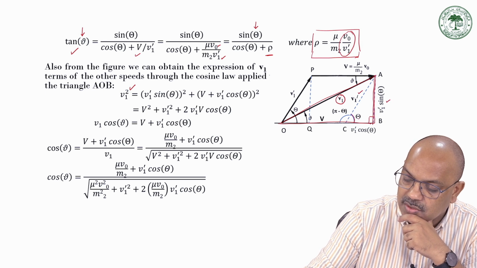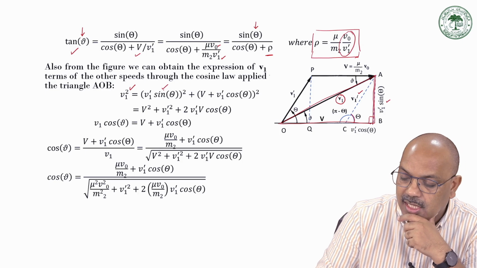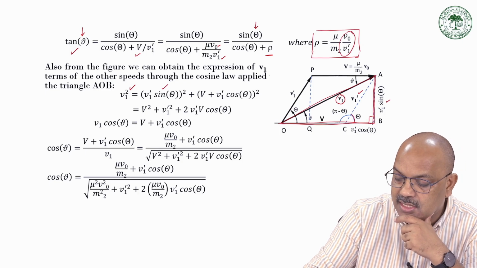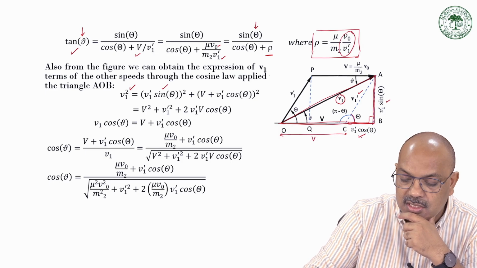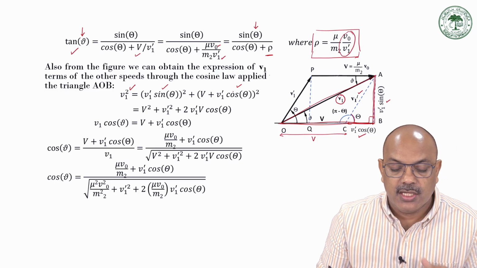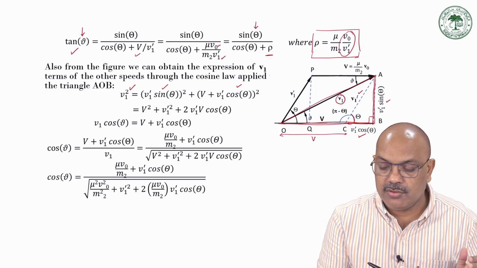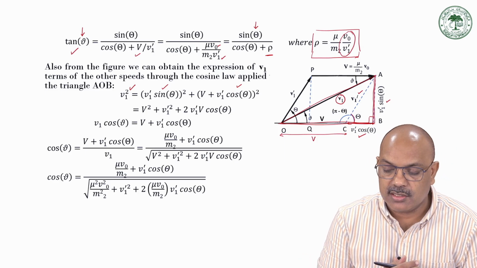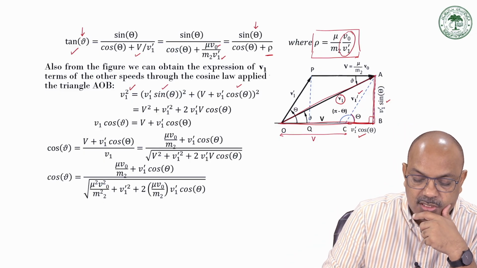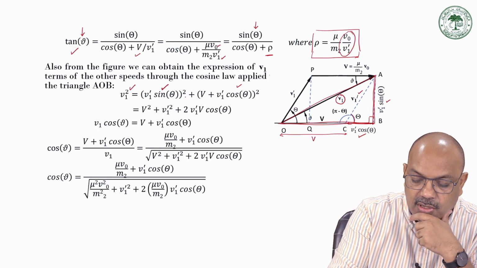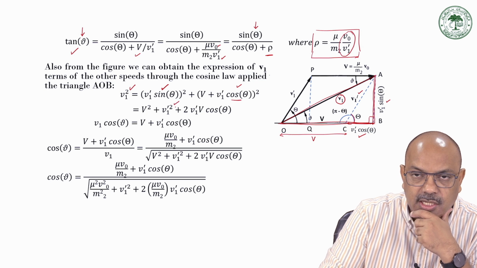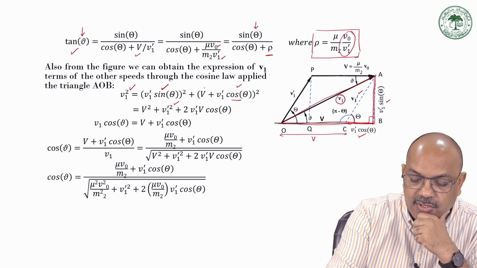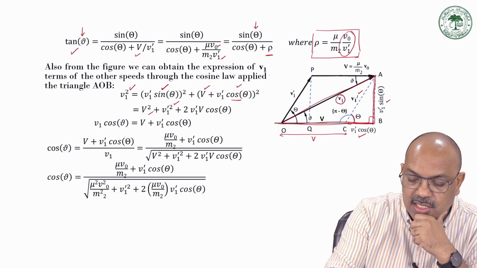This angle is theta, so this is V1 prime sine theta squared, and this base is V plus V1 cos theta, so (V plus V1 cos theta) squared. The hypotenuse squared is length squared plus breadth squared, so this applies: V1 prime sine squared theta plus V1 prime cos squared theta becomes V1 prime squared, and then V squared is here.